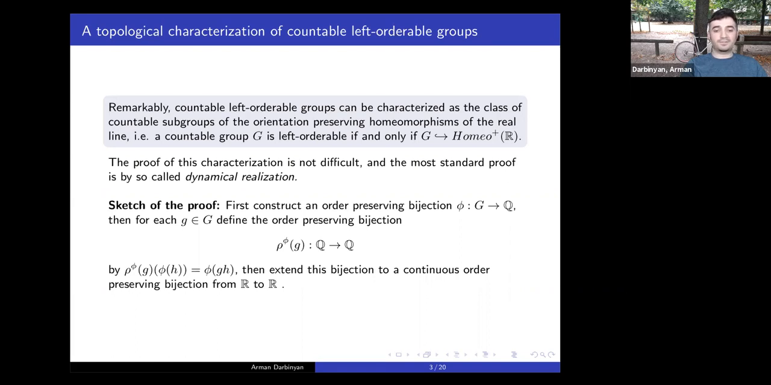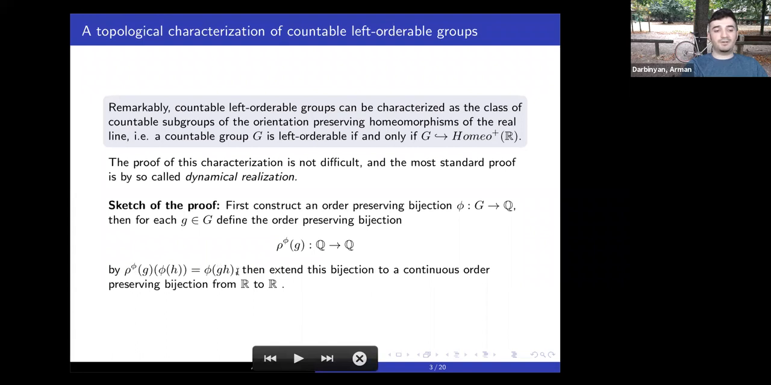The first step is to construct a bijection between the group G and the set of rationals, so that this bijection preserves the order of the group, meaning that if element X of the group is less than element Y of the group G, then their images also preserve this order. So once you have this bijection, then this map actually gives you the embedding construction.